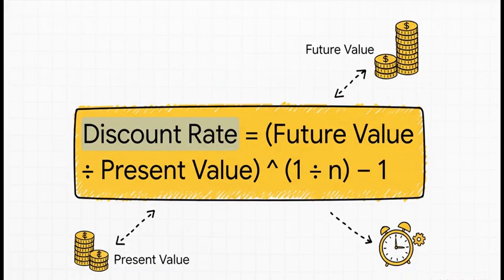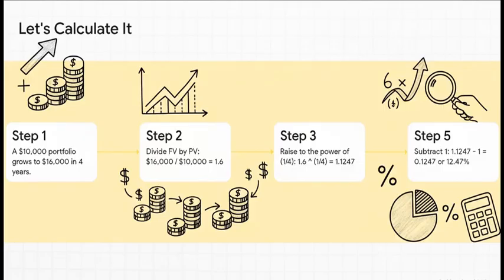So how do we actually calculate this thing? Okay, I know this formula looks a little scary, but trust me, it's actually pretty simple once you break it down. It basically lets us figure out the rate of return just by knowing where an investment started, where it ended up, and how long it took to get there. Let's walk through an example.